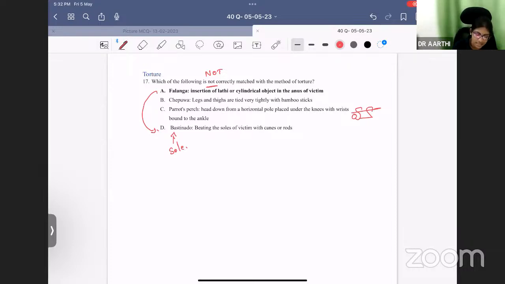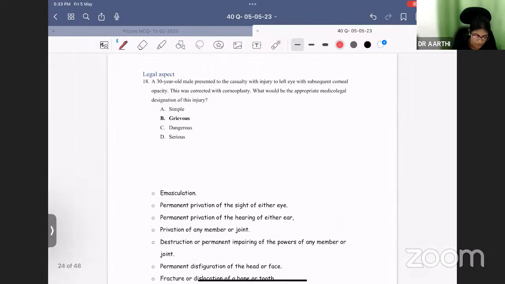Okay, so falanga is beating the soles. Insertion of a lathi or any object into the anal canal is actually sodomy. If they use any rod which contains chili powder at the end and insert it into the anal canal, that is called Hyderabad Goli. They can also apply electricity on the top and insert it, like a cattle prod, which is actually the stick used to keep cattle going in the line. So they can use it for torture. These are all methods of torture.